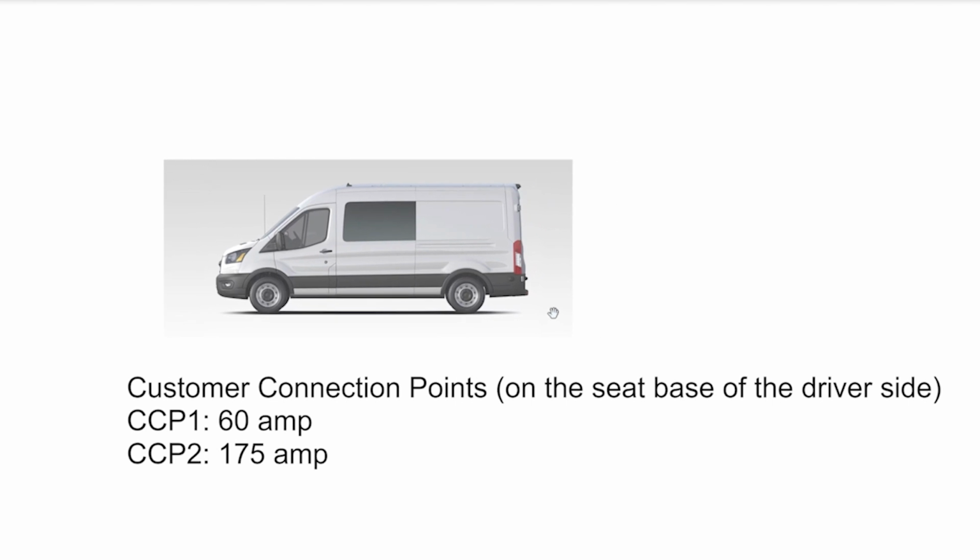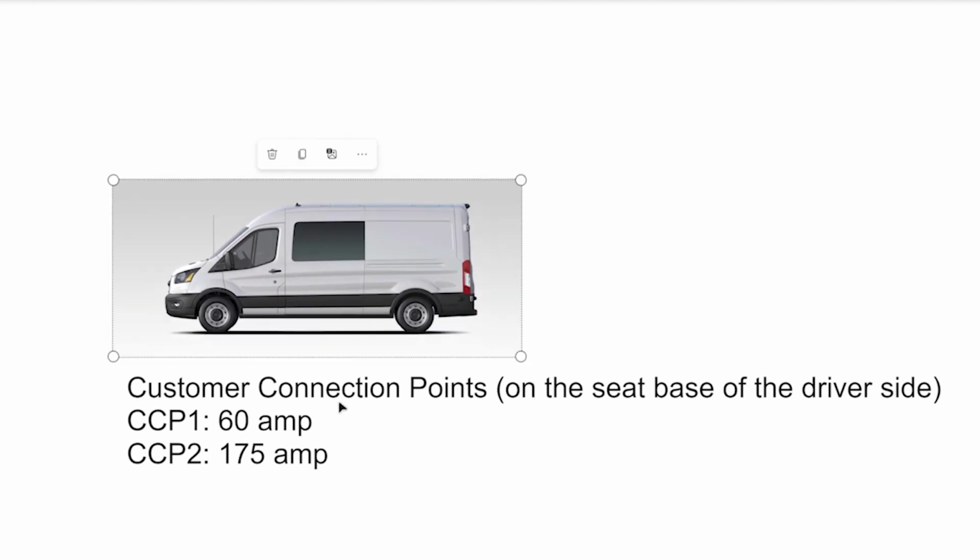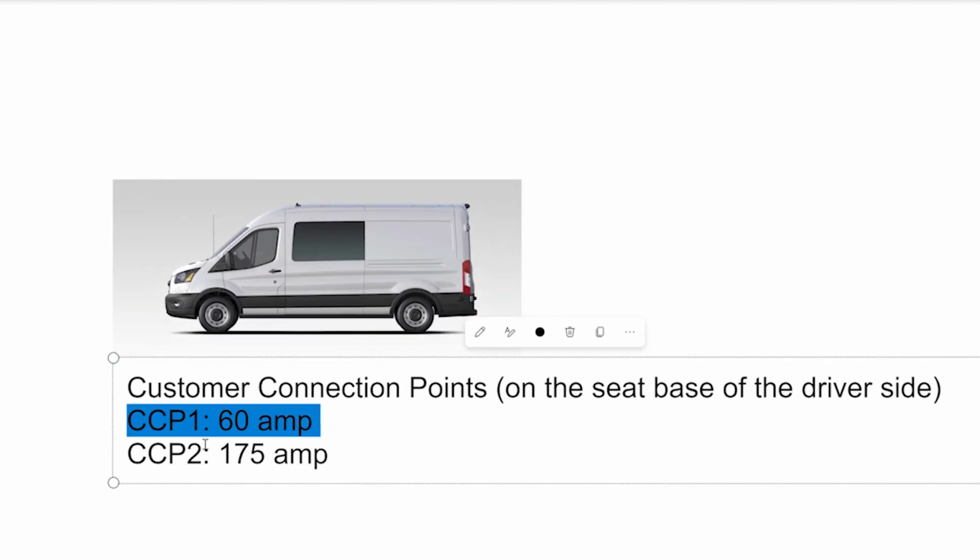On Transit vans with a factory second alternator, there's a 60 amp customer connection point, CCP1, from the main vehicle alternator, and a 175 amp customer connection point, CCP2, from the secondary. These are both located on the bottom rear of the driver's seat with fusing underneath the seat.